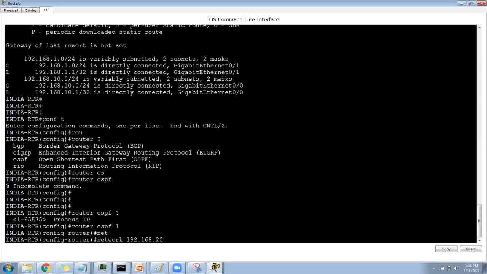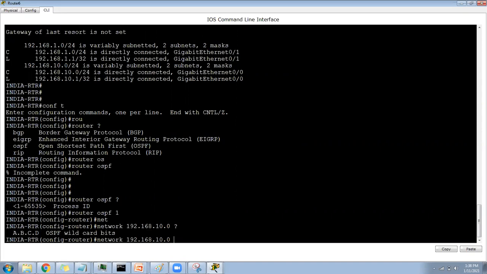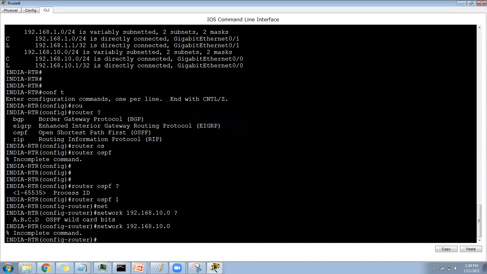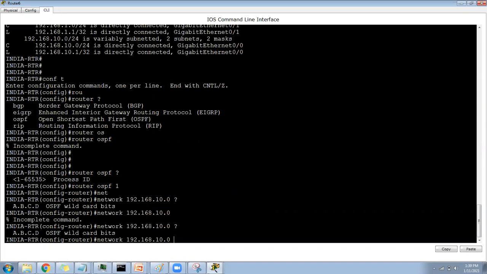192.168.20. Sorry, 10.0. Okay. If you put this one, see in RIP we use just network and press enter. But can you see in OSPF it is not taking. So here we need to provide a few more things. The first thing is the subnet mask. Instead of the subnet mask, we need to provide the reverse, that is called the wildcard mask.